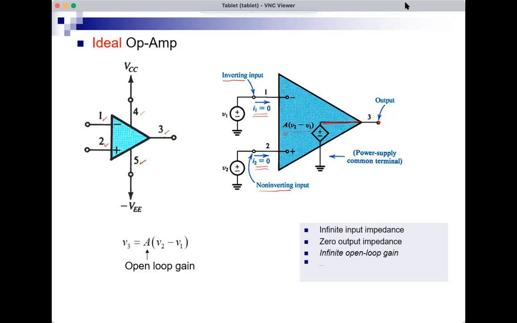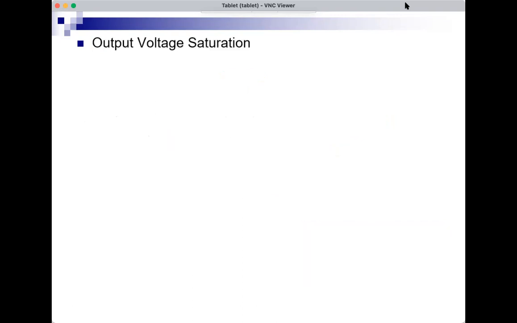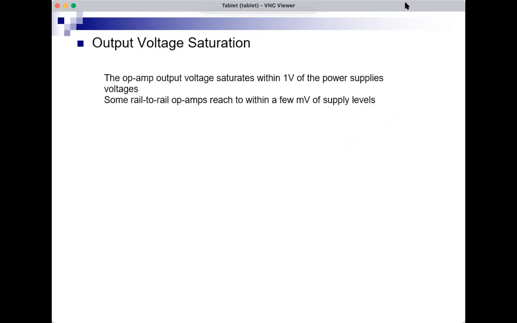But that's not actually the case. Let's see why. The reason is the output voltage saturation. So the op-amp output voltage actually saturates within 1 volt of the power supplies. So we have two power supplies, VCC and minus VEE. The output voltage will actually saturate within a volt of the supplies.